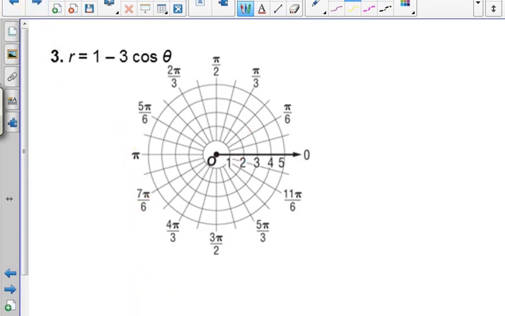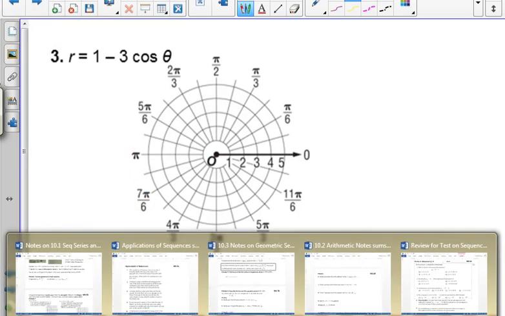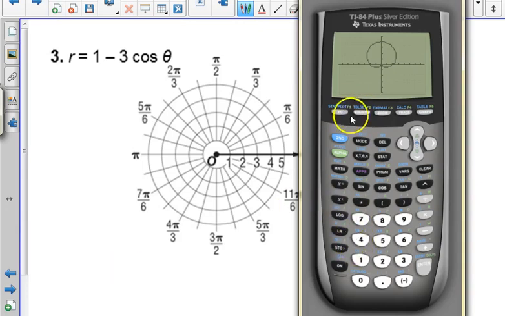What about number 3? Did you do this one? One minus 3 cosine theta. It's the lima bean thing again, but it's on its side over here. What changes with the symmetry then? Let's see, it goes out to 2, right? And then out to 4.